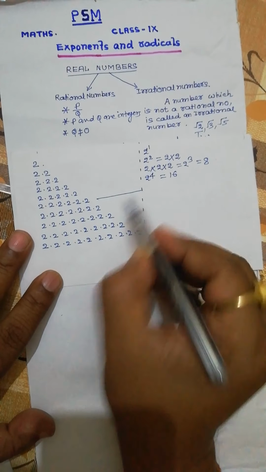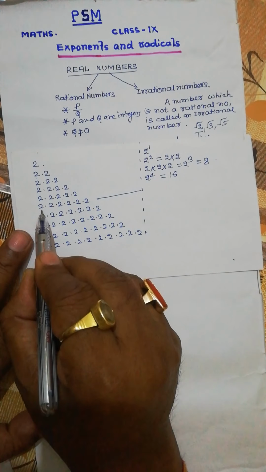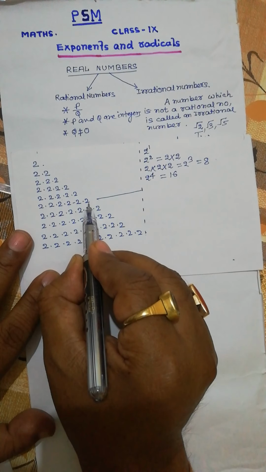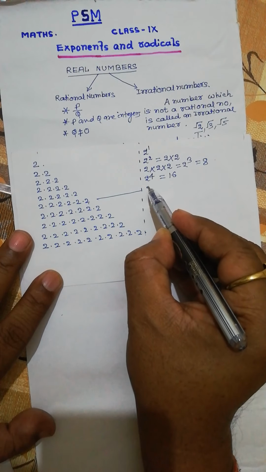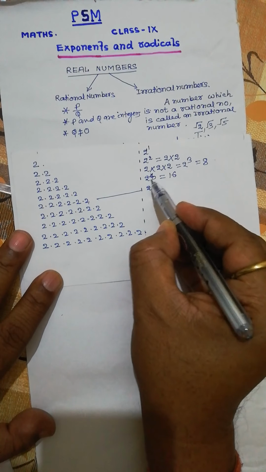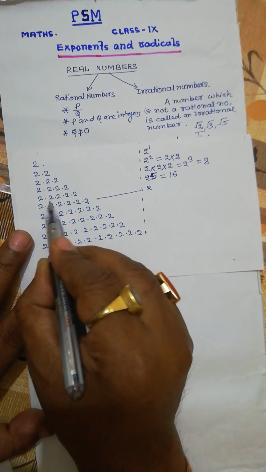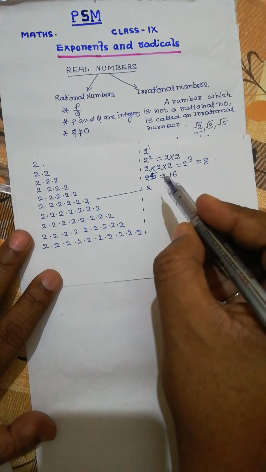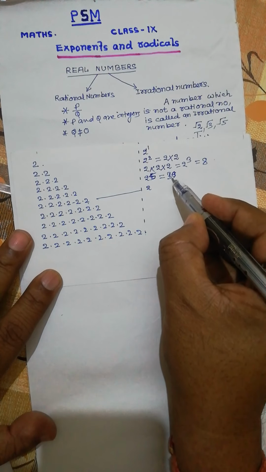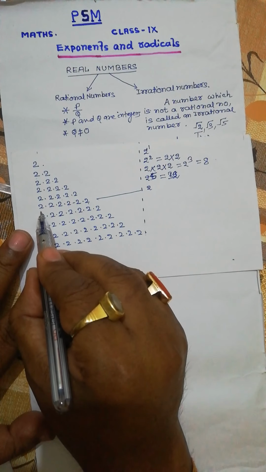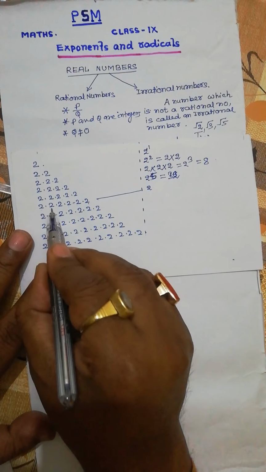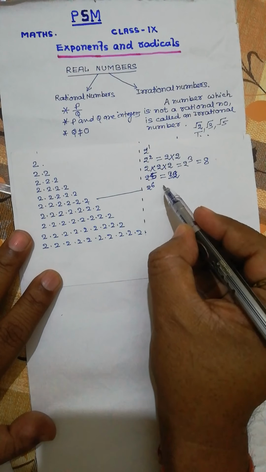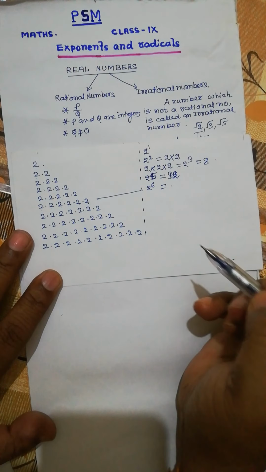Here you see how many times this 2 is multiplied. 1, 2, 3, 4, 5, 6 times. So here it is 5 times, because 1, 2, 3, 4, 5 times it is. So it will be 32, and here 2 is multiplied how many times? 1, 2, 3, 4, 5, 6 times. 6. We can find its value.